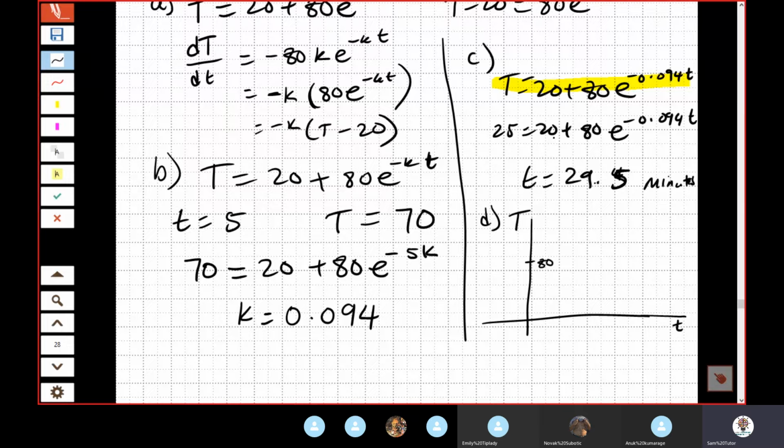And then what do you do with the plus 20? You shift it up by 20. So that means technically there's going to be an asymptote at 20. And instead of at 80, it should be 100, about 100.